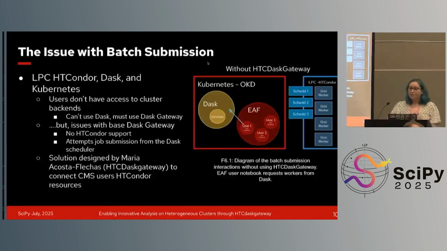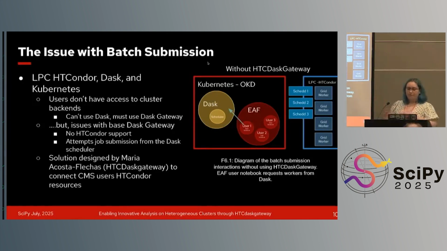And so this brings us to the problem that we saw. The issue with our batch submission was that we had HT Condor, Dask, and Kubernetes trying to work together. But unfortunately, users for the Kubernetes system don't have access to the cluster backend, so we couldn't use Dask. We had to use Daskgateway. And the other issue was that Daskgateway doesn't have inherent support for HT Condor. And the other thing is it attempts the job submission from the scheduler.